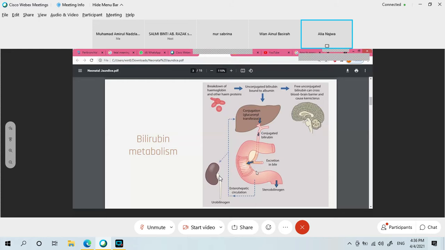as urobilinogen. Okay, so if we look at the upper part again, the unconjugated bilirubin, like I've mentioned, is lipid soluble. So when the albumin binding is saturated, there will be free unconjugated bilirubin in the blood circulation. So this is dangerous because it can cross the blood-brain barrier and cause kernicterus. Kernicterus is actually the post-mortem pathologic finding. So meaning that at this stage, that patient is already dead. Okay, next.